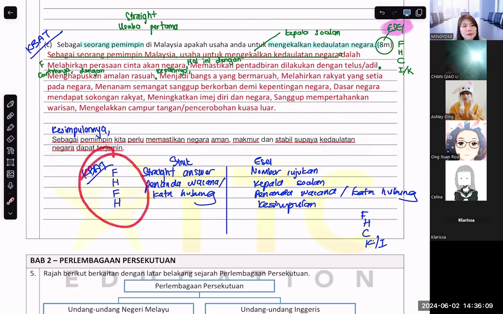So here, if it's kebat structure, straight answer, penanda wacana, kata hubung, or penanda wacana also can. Or if you want, kepala soalan also can, but then we'll run out of lines. But for essay 1, the nombor rujukan you have to put. Kepala soalan, penanda wacana or kata hubung, and then finally the kesimpulan. Can guys?